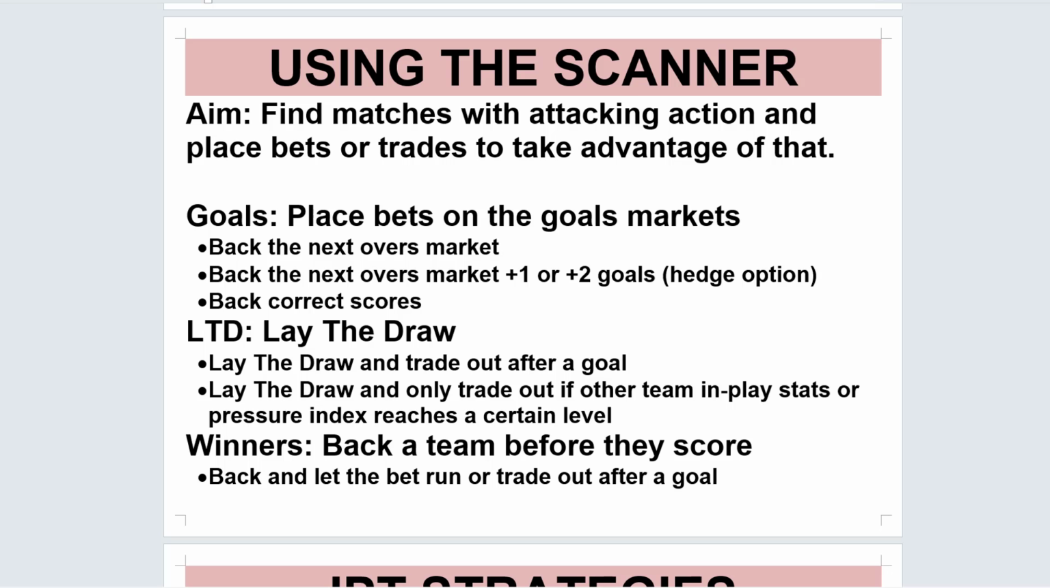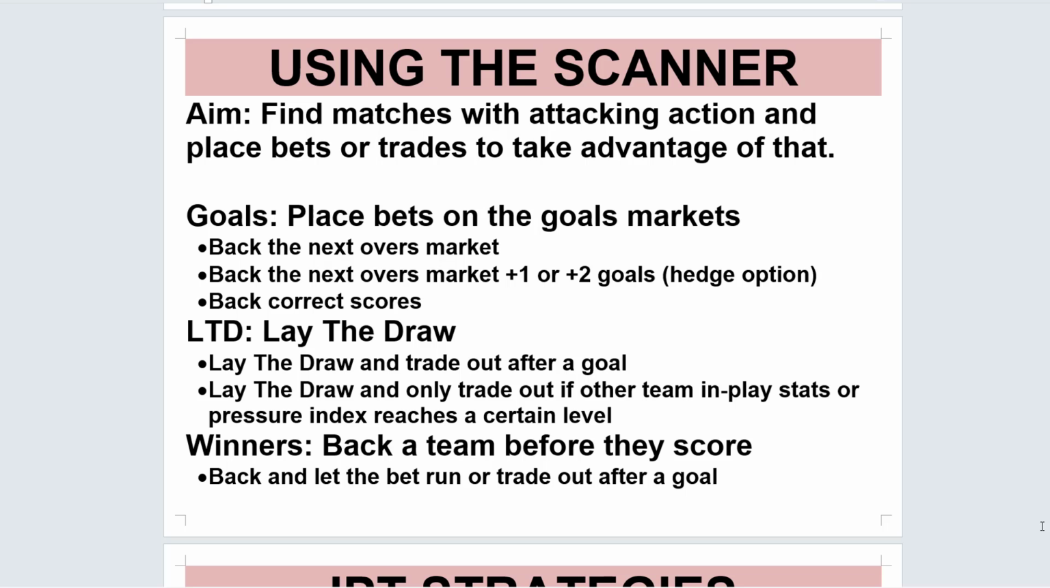So how do we use this scanner to make money? Well, my understanding so far is that the aim is to find matches with attacking action and then place bets or trades to take advantage of that. We're looking for matches where we think goals are going to come and then we place bets accordingly. I think the simple way you can go about doing that is, for example, betting on goals. Like you can place bets on the goals markets. The simplest being a back bet on the next overs market.